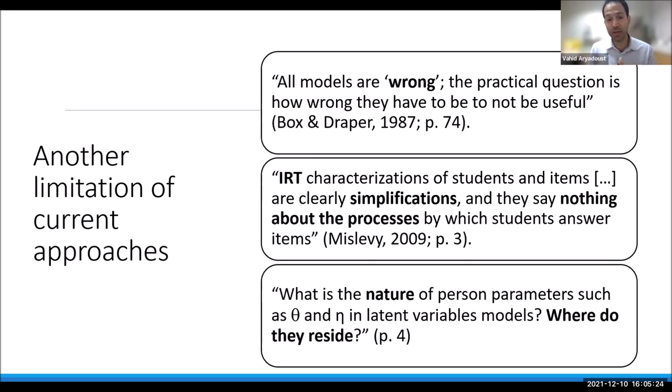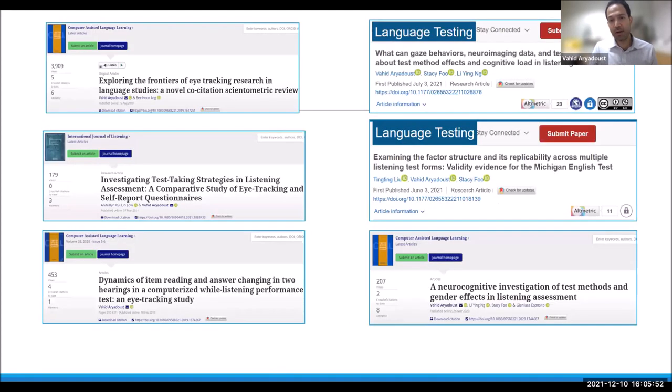Of course, he goes on to ask, what is the nature of person parameters or theta and eta in latent variable models? Where do they reside? Actually, I was intrigued to see this question around 2014, when I started to think about what is the nature of theta and eta, and do they have any ontological reality out there, or are they artifacts of our methodologies? So I thought I would start doing some research, which was back then not very common in the field of language assessment. I started by using eye tracking, and since about three or four years ago, I have been using brain scanning or neuroimaging techniques.